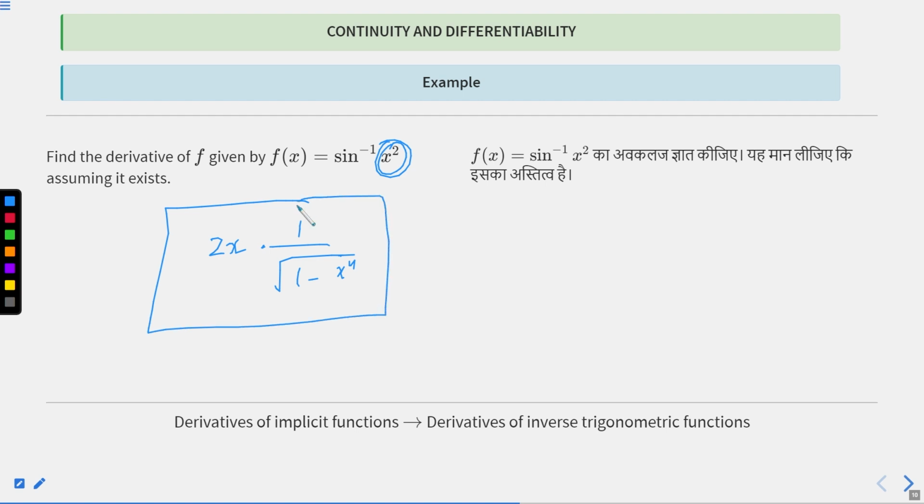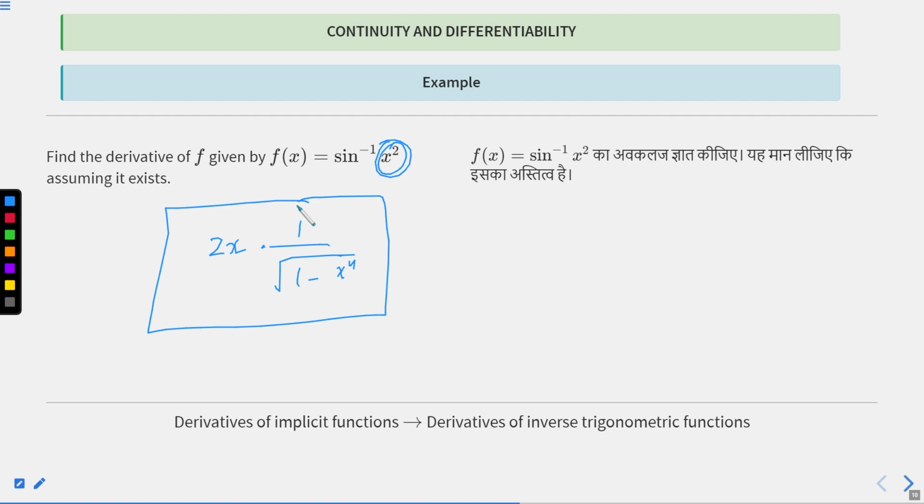Otherwise you can do it by writing sine inverse x square as equal to y and then approach it the same manner we did in the previous slide. But do not go the long way. Just remember the chain rule, and you will get your answer quickly. Clear? Simple, very easy. Now let us move to the next slide.